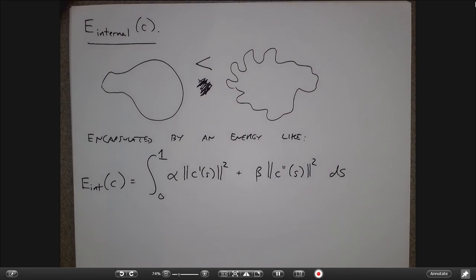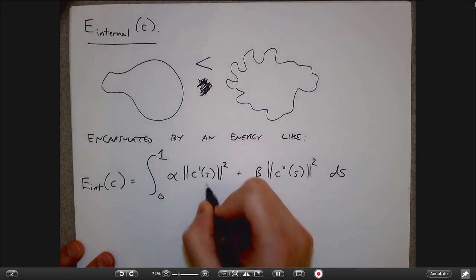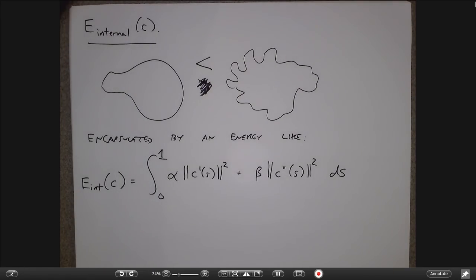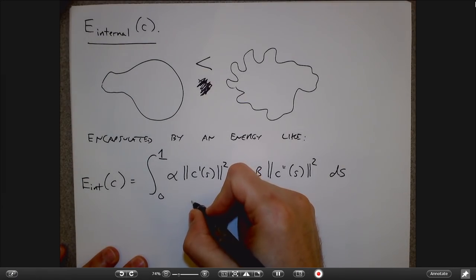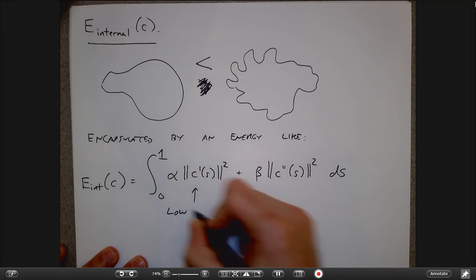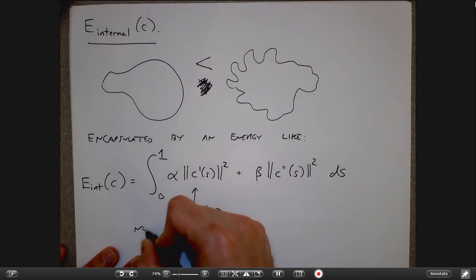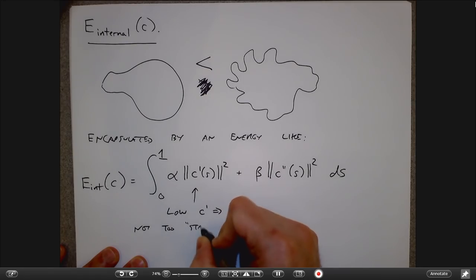Okay. So what do these terms mean, right? These both have physics-based interpretations, but my hand-wavy interpretation is that this term here refers to how stretchy the curve is, how much tension that curve is under. This is related to, if you're a physicist, the elastic energy of the curve. So a low value of the derivative means this is not too stretchy.